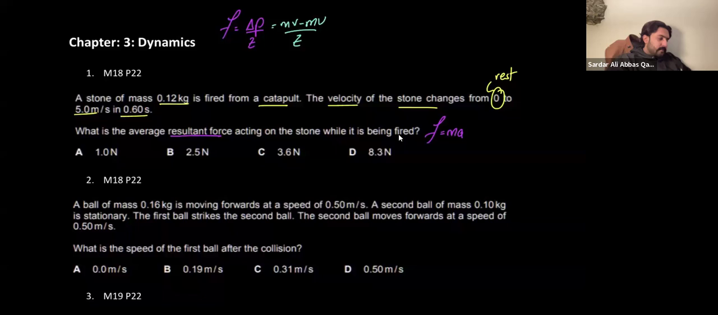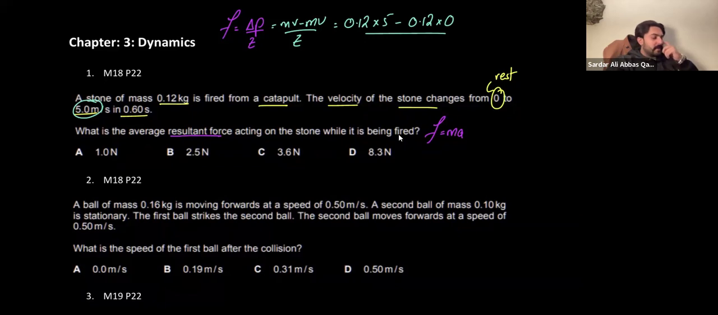So what's the mass? The mass is 0.12. What's the final velocity? The final velocity is 5, minus 0.12 into 0. Now, why didn't I add positive 5 or negative 5 over here? In this case, it doesn't really matter. Why does it not matter? Because we only have one direction. When we have only one direction, your positive or negative sign does not really make any effect, okay?